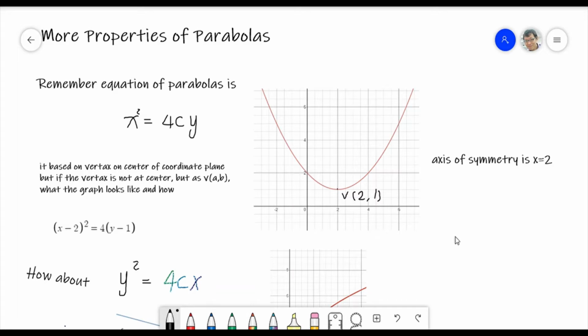Hello everyone. In the last lesson we discussed the basic properties of the parabola, and in this lesson let's finish the rest of the parabola and go deeper. Last lesson we introduced the standard equation of a parabola, x squared equals 4cy. The parabola is facing upward.